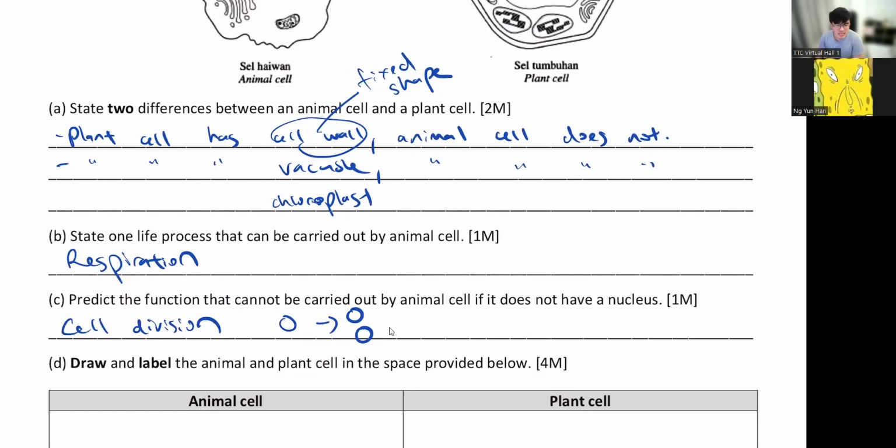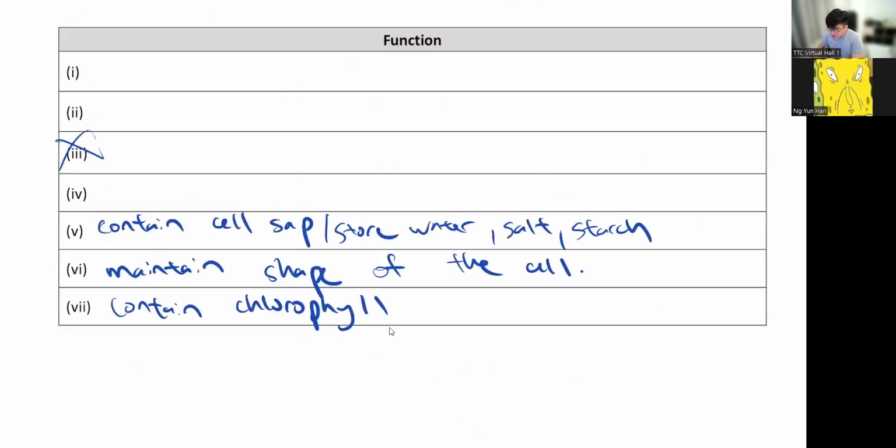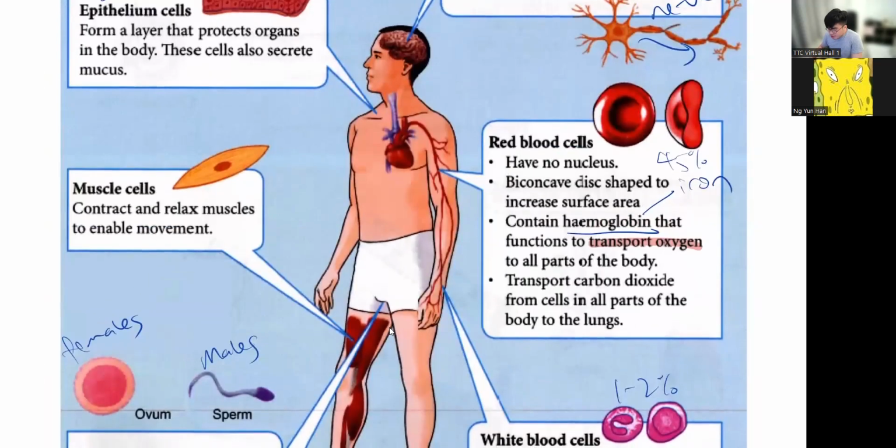Right, so what cell doesn't have a nucleus? If you still remember, that's going to be a red blood cell, you see? They have no nucleus. So you see, red blood cells cannot grow by themselves. So how do they grow? They are made in the bone marrow.